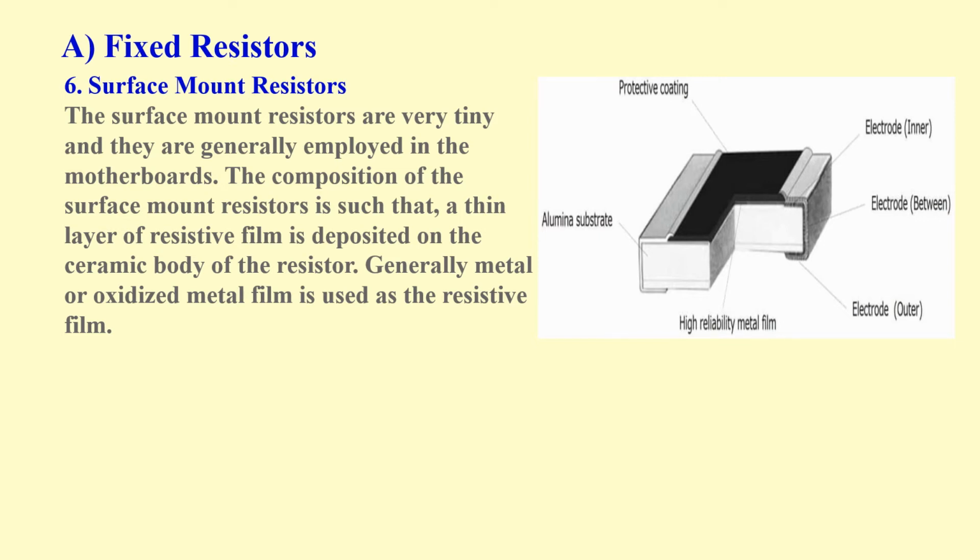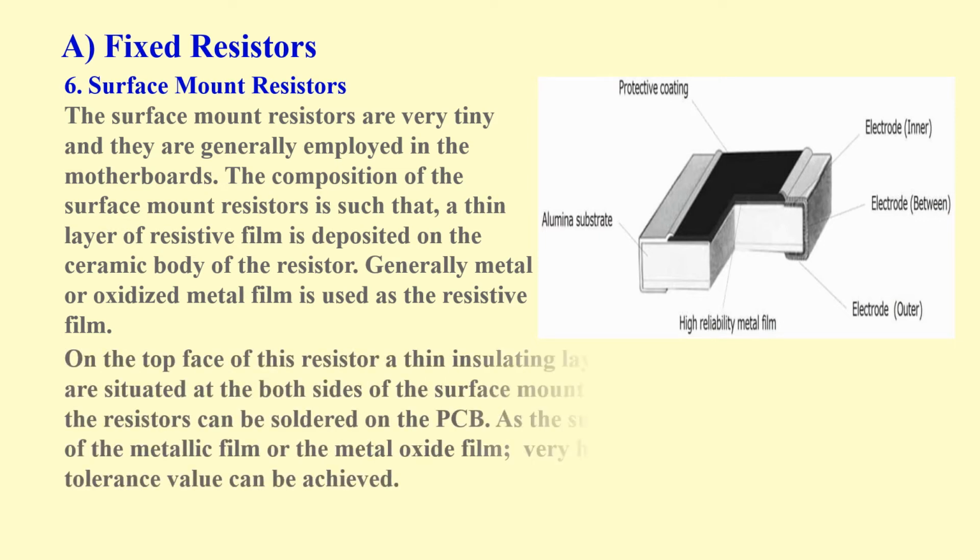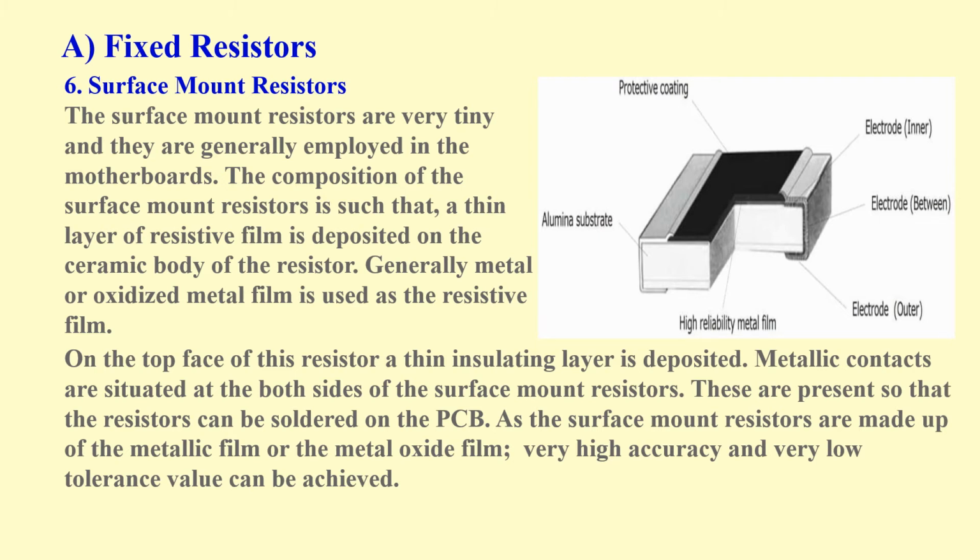Generally, metal or oxidized metal film is used as the resistive film. On the top face of this resistor, a thin insulating layer is deposited. Metallic contacts are situated at both sides of the surface mount resistors. These are present so that the resistors can be soldered on the PCB. As the surface mount resistors are made up of the metallic film or metal oxide film, very high accuracy and very low tolerance value can be achieved.